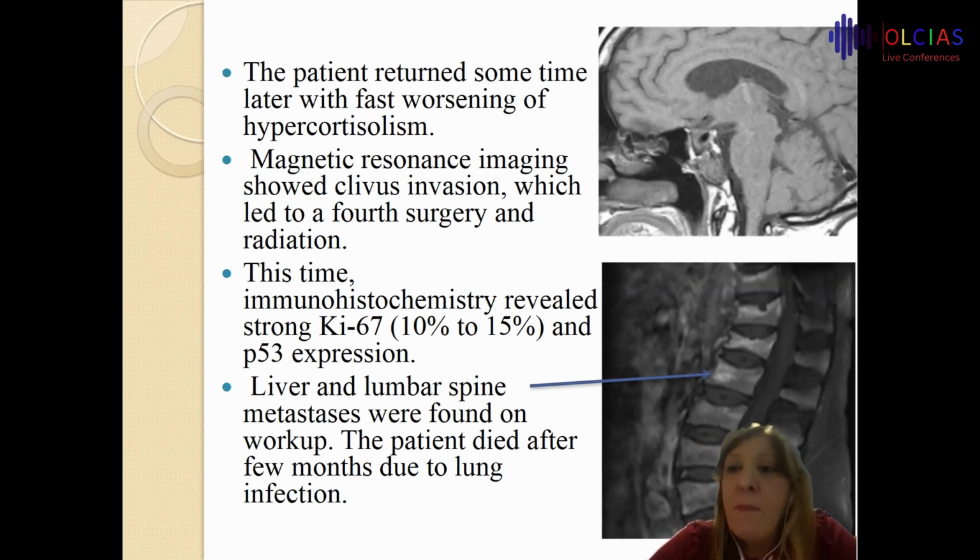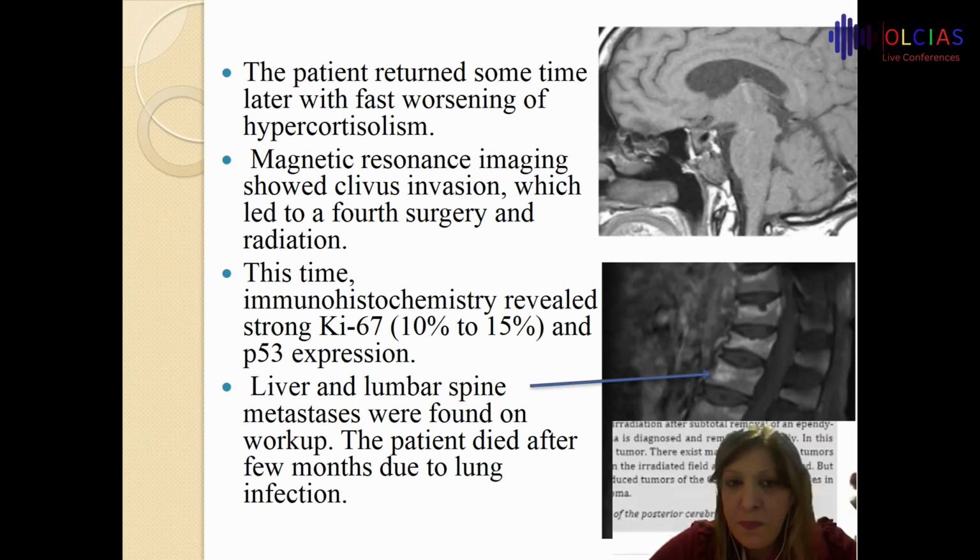So here we pose two hypotheses. The first one is perhaps the cause of this metastasis is the aggressiveness of the pituitary adenoma. And the second hypothesis is perhaps the radiation induced the appearance or the emergence of this liver and lumbar spine metastasis. This is the first case.